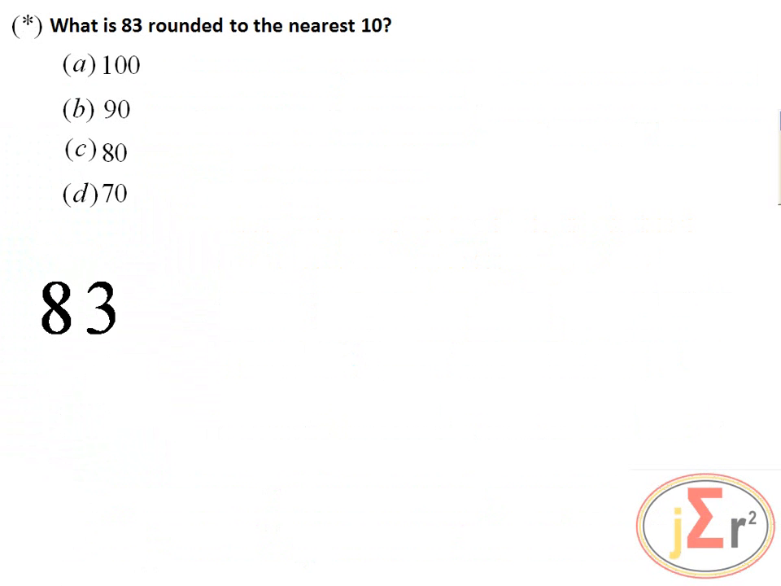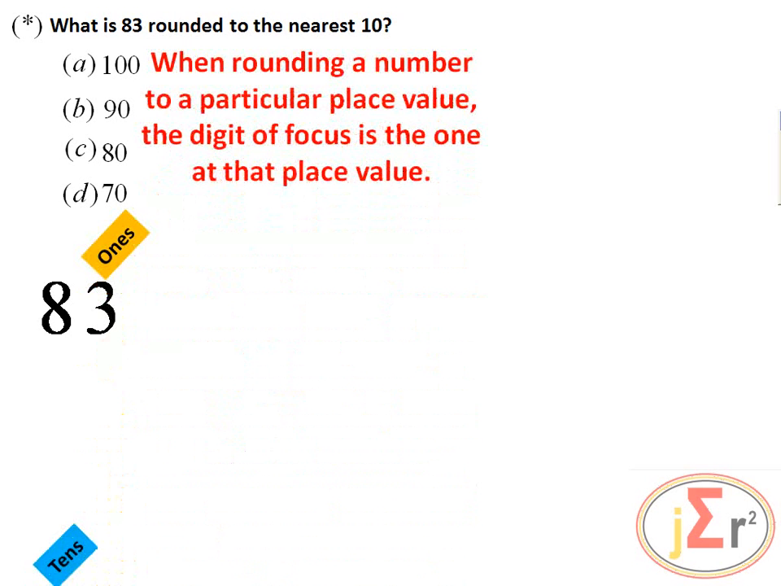What is 83? We are putting in another problem of our own. What is 83 rounded to the nearest 10? 80. And Jerry is saying that that is 80. Let us see. When rounding a number to a particular place value, the digit of focus is the one at that place value. So we are rounding to the nearest 10, so the tens digit is the one we need to focus on.